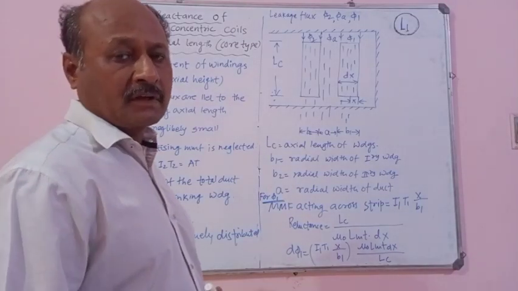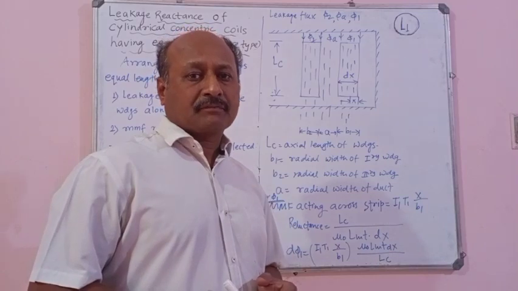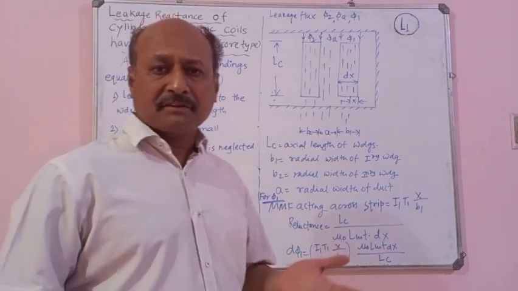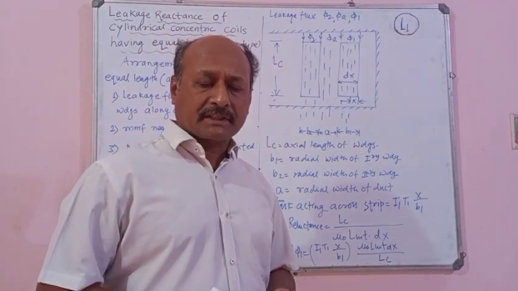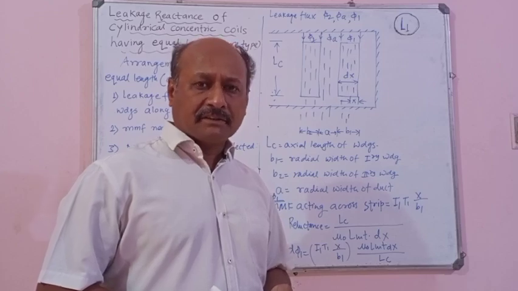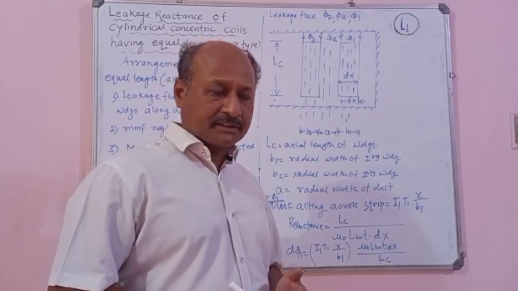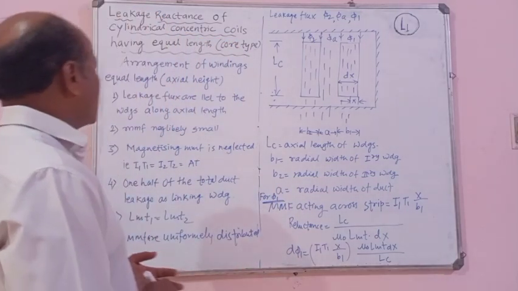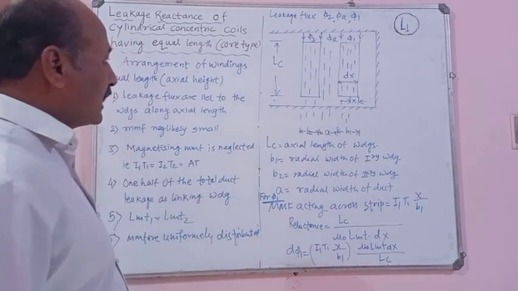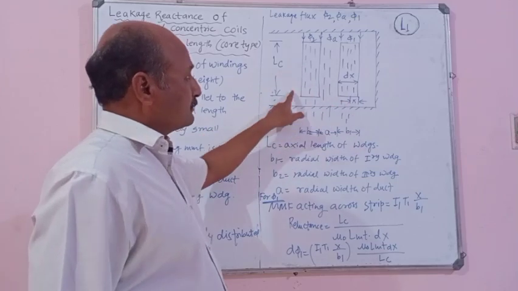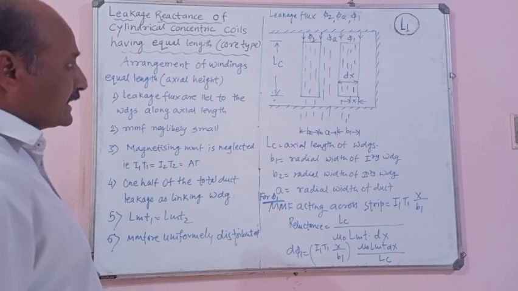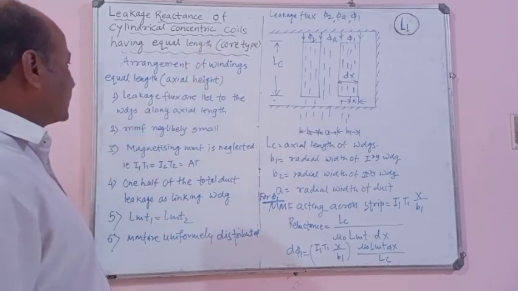Good morning, students. Today we are going to discuss the equation of leakage reactance, either referred to primary or referred to secondary. Then further you can calculate the leakage reactance referred to primary on the per unit basis. Now see, the arrangement of the primary and secondary windings is equal in length, or it has equal axial length or axial height.